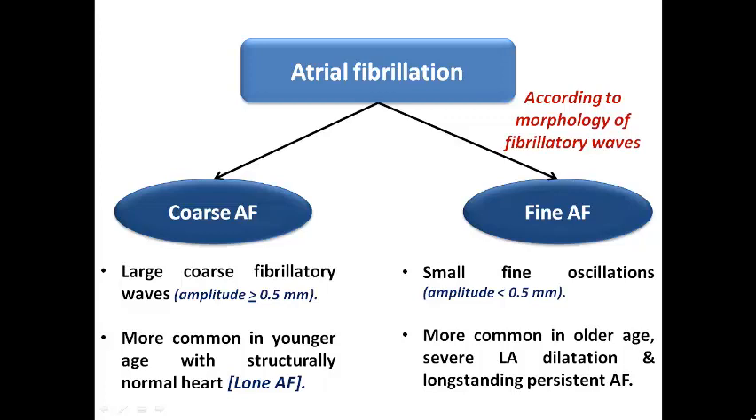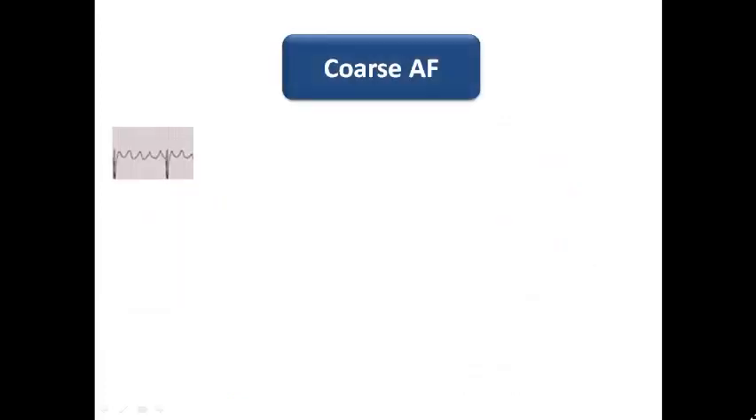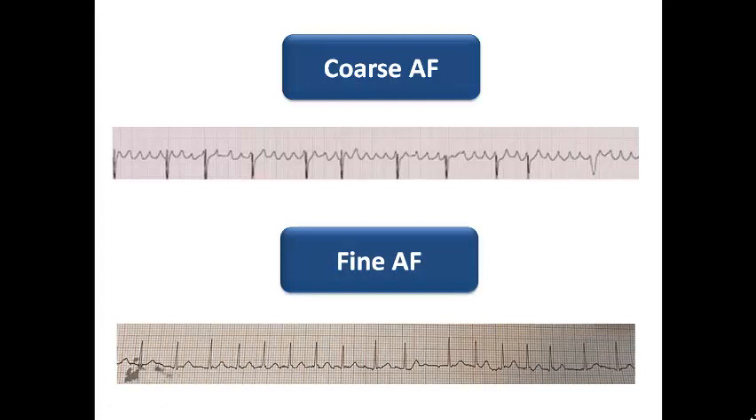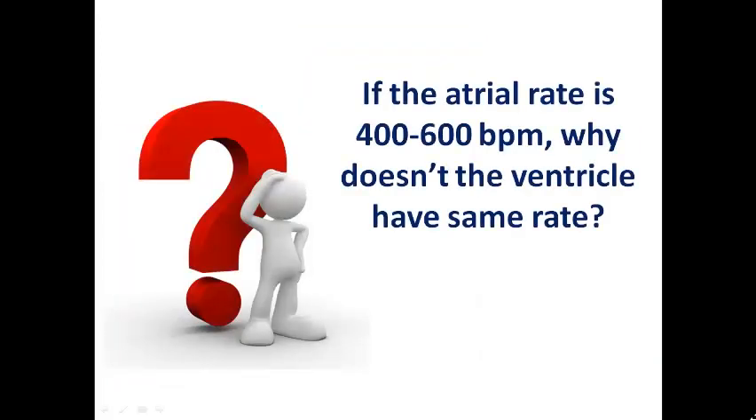In case of fine AF or fine fibrillatory waves, here the waves are just fine oscillations with an amplitude less than 0.5 millimeter, and this of course is more common in older age with severe left atrial dilatation and atrial fibrosis, especially with long-standing persistent AF. So when we see these waves, we can call this coarse atrial fibrillation. And when the waves are just fine, we call it fine AF, and this is coarse AF. So it depends just on the morphology and amplitude of the fibrillatory waves.